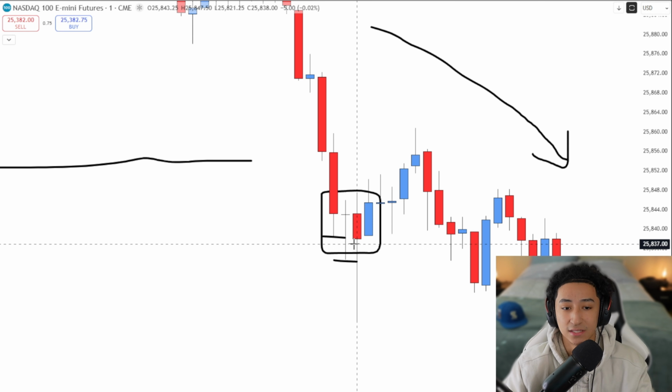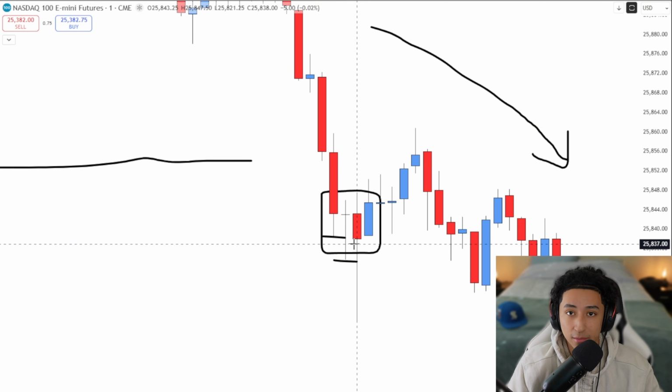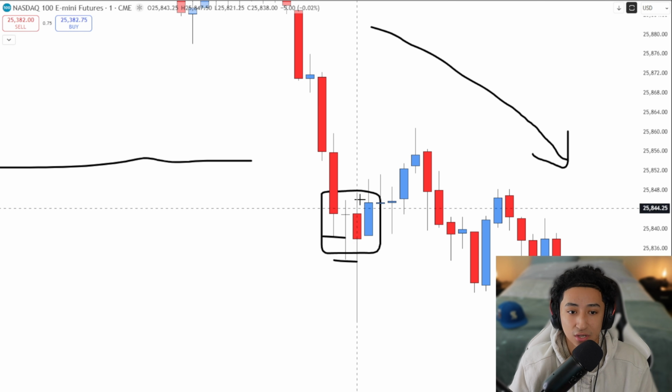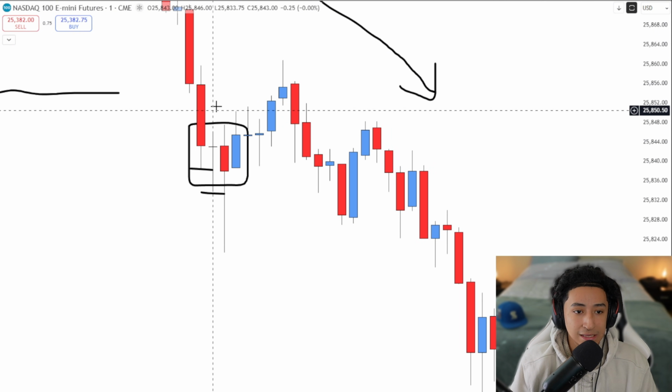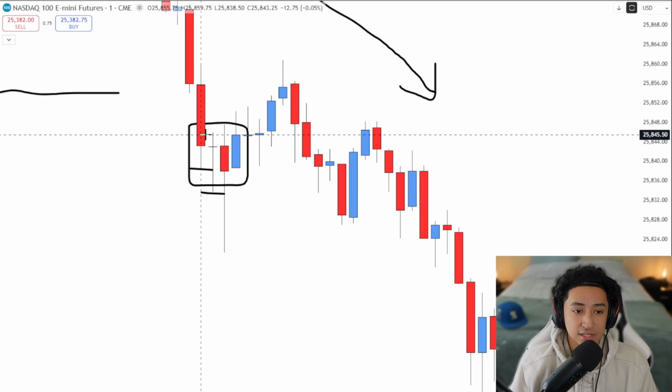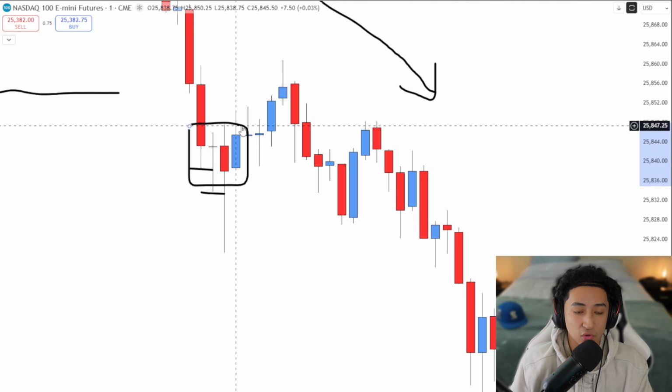That's why this is the basis of the market, no matter what strategy you use, whether it's ICT, support and resistance, supply and demand, order flow, I don't care. You need to have the foundational knowledge of reading price action over anything. So let's continue. We start to see this sequence continue.